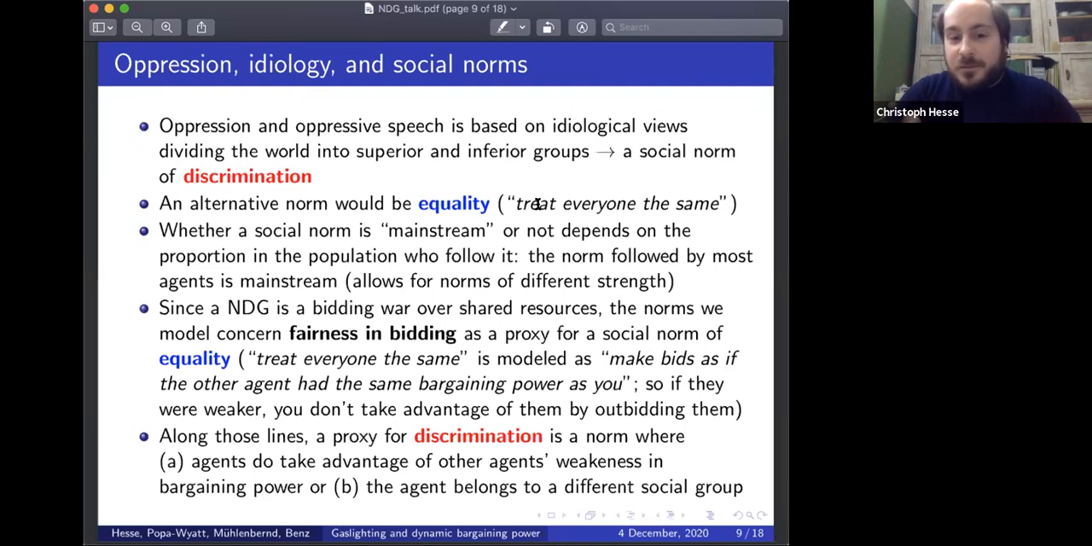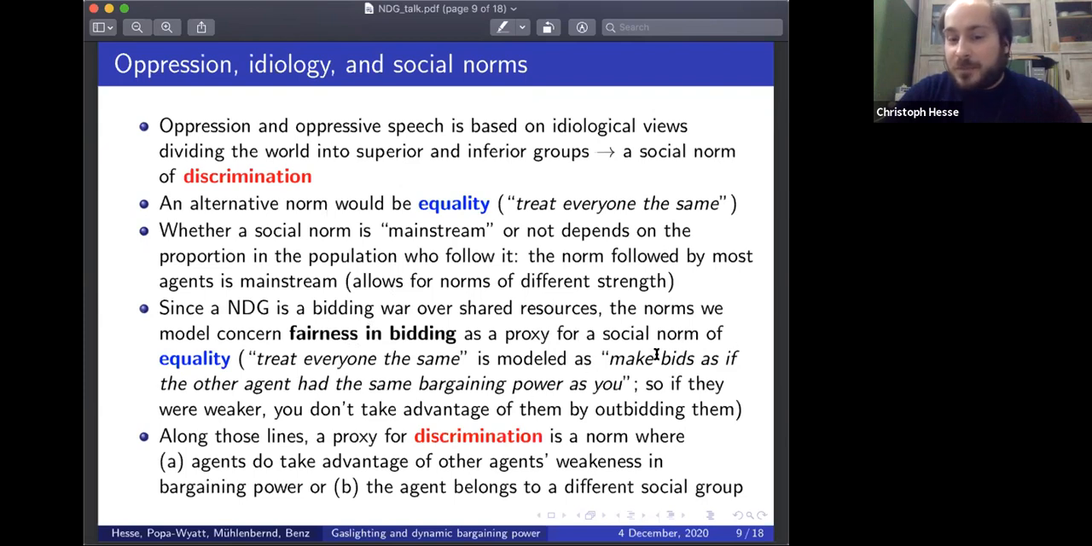Whether a social norm is mainstream can be modeled as how many agents in the population follow a norm. If the majority follow a certain norm, that's the mainstream social norm in the simulation. And since a Nash demand game is a bidding war over shared resources, the norms we model concern fairness in bidding. So fairness of bidding in these models is a proxy for the social norm of equality.